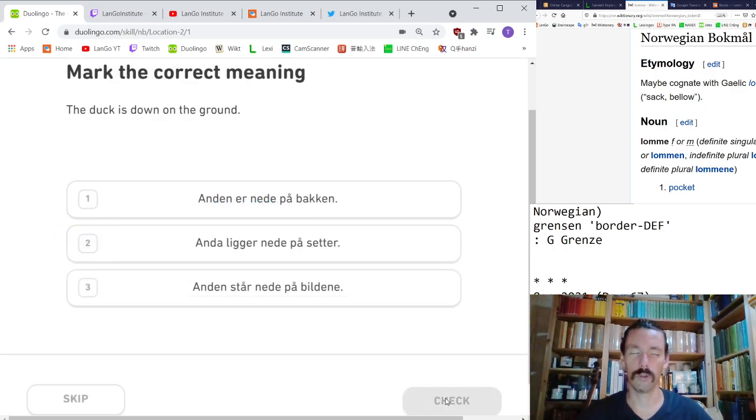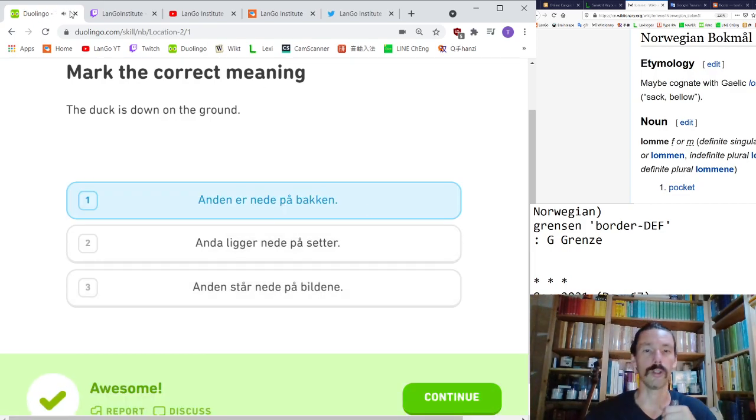Duck is down on the ground. Anden something på bakken. Anden, the duck. Står nede på bakken. The ground. So, duck, the duck, definite. Anden. What's the German cognate there, Levi? So, A-N-D-E-N, but the D is going to be held in, kind of, anden, with the N vocalized.